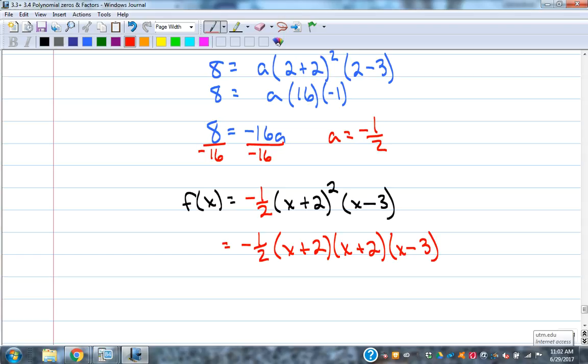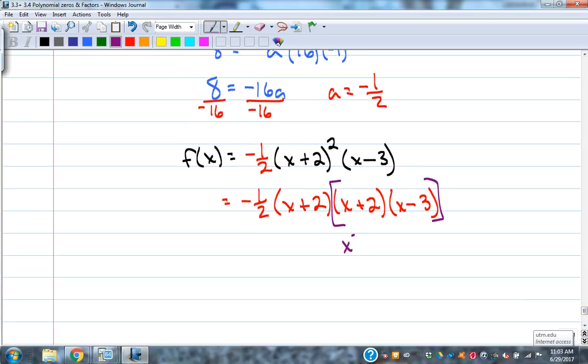I wrote it with the exponent form because your book's going to write it. The test may write it that way. But know that that's what it means. It means x plus 2 times x plus 2. What order you multiply these three things together in does not matter. I'm usually the guy that does it the same way every time. That way I've got a process and I don't mess it up. So I'm going to start with the 2 on the right and multiply those two together. X squared minus 3x plus 2x minus 6.